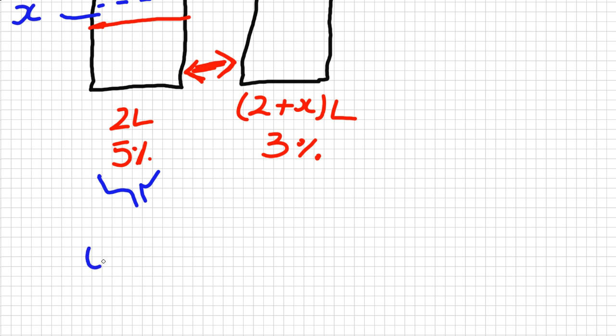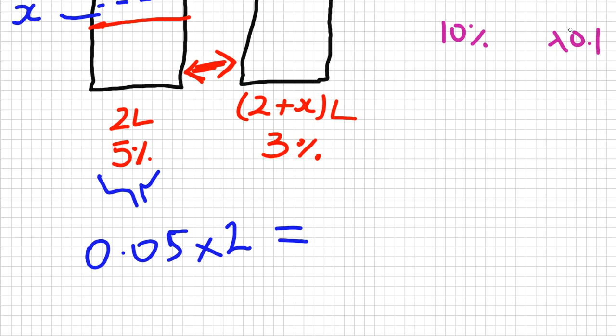Now the way I do that, I go 0.05 times by 2. Because to work out 5% of a number, I can just times it by 0.05. Just the same as, let's say I had 10% of a number, I can just times it by 0.1. If I had 22%, I could times it by 0.22.